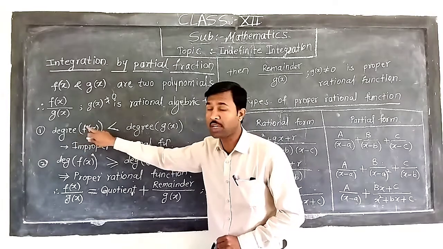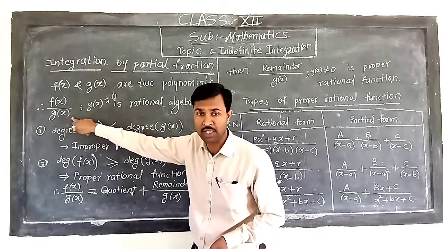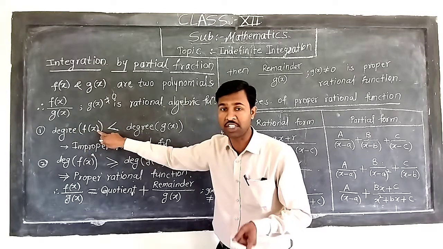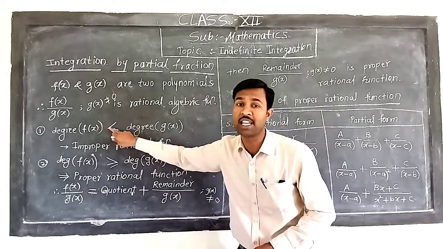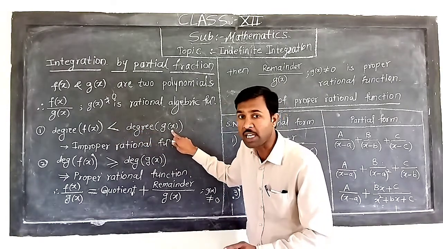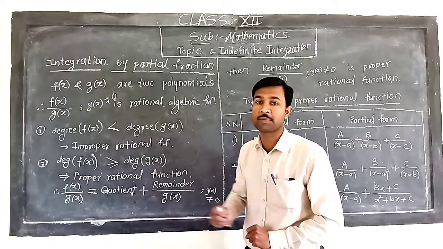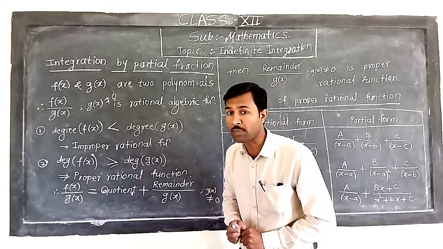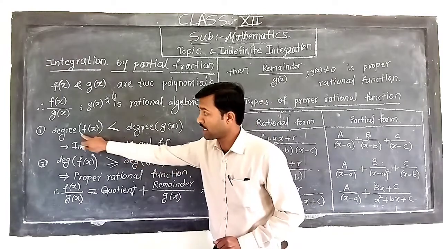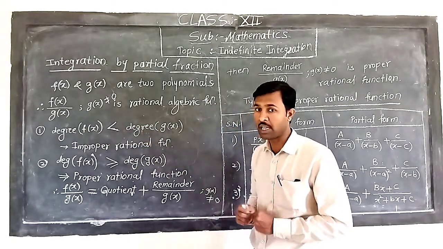Our numerator is function f of x and denominator is function g of x. If the degree of the numerator, that is the degree of f of x, is less than the degree of the denominator, that is the degree of g of x, then such a rational algebraic function is called an improper rational function. For that, the degree of numerator is less than the degree of denominator.